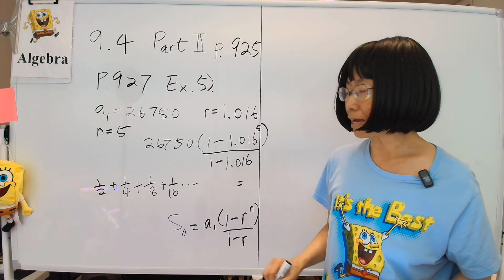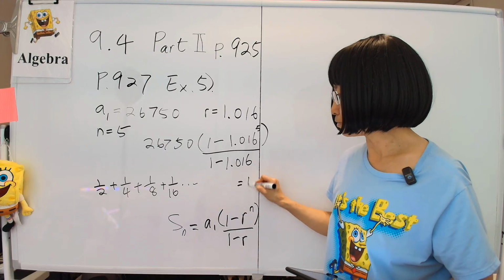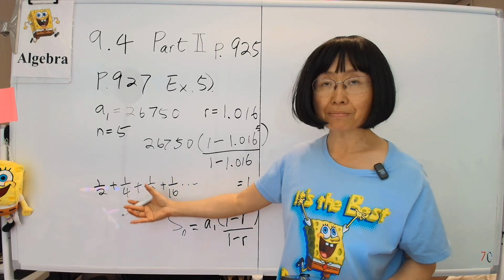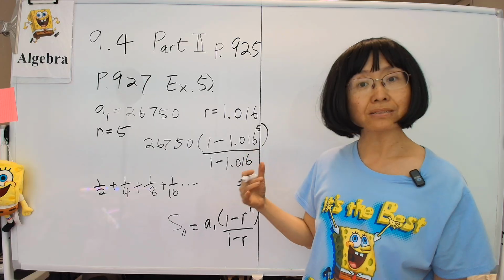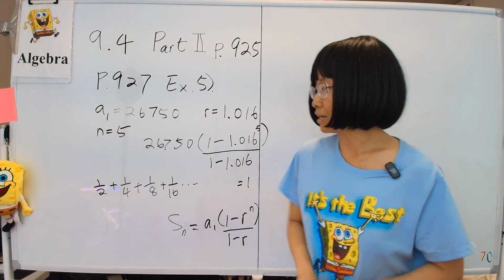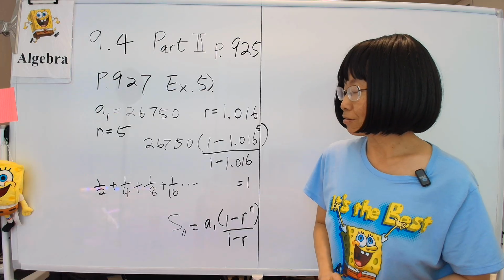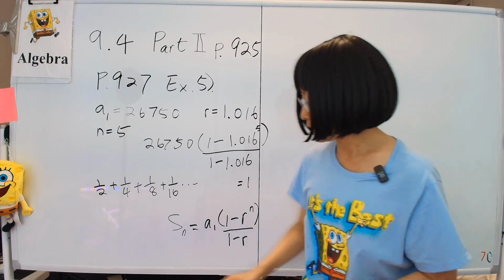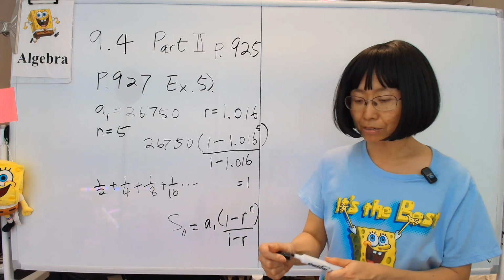Now, why would that be? This one happened to be equal to 1. Even though you have an infinite amount of stuff being added together, it adds up to be a finite value. How is that possible? Or is this even realistic? It is, because that is how it works in real life.